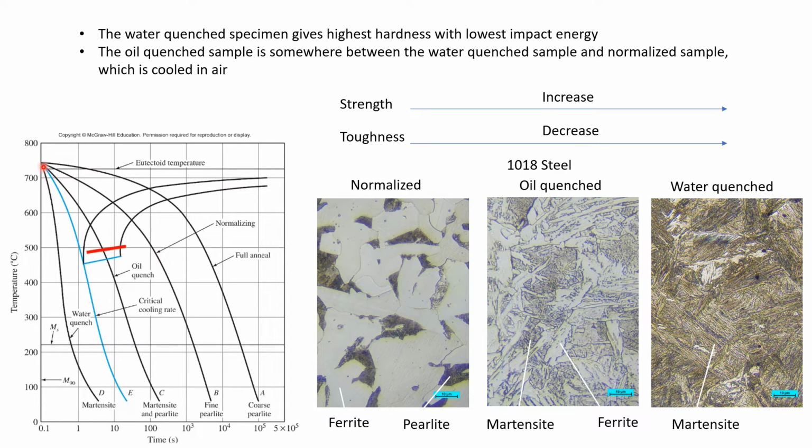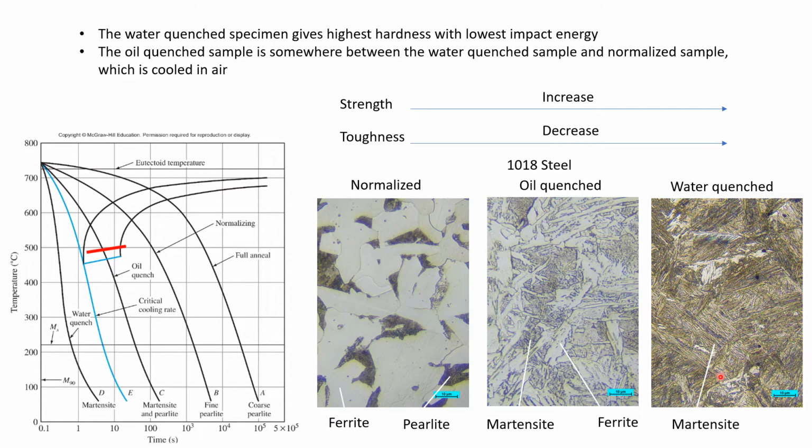The cooling curve looks like this, which will give a structure of martensite and pearlite. And here's an example of the microstructure you're most likely to see. For the normalized sample, the microstructure is the same as you saw in the previous experiment. We have ferrite in the white region and pearlite in the dark region. If you look in detail, the pearlite has a laminar structure.